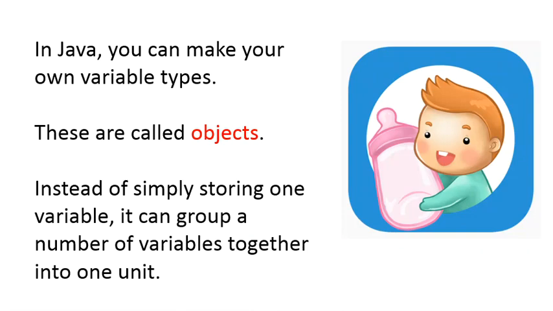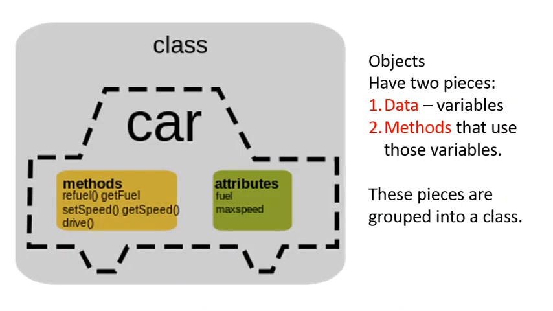So in Java, you can make your own variable types, and what we call that is an object. So instead of having just one variable, we can group a whole bunch of variables together in one unit. And in addition to that data, or the variables, we're also going to associate the methods that use the variables and work with them. So for example, you might have a car which has some attributes or some instance variables, and you're going to have a series of methods, some accessors and mutators that allow you to do things. And we group those together in a class.